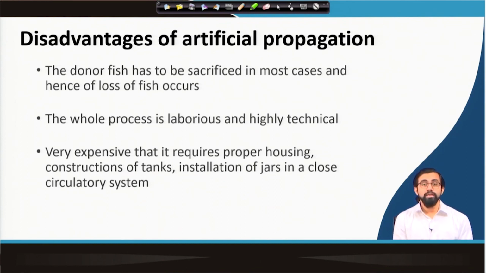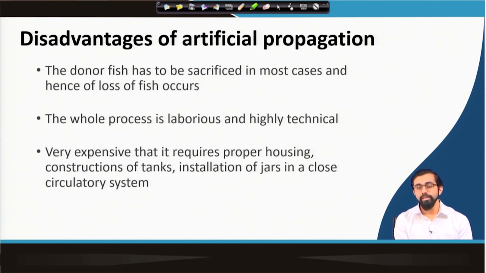The whole process is actually laborious and also highly technical. You have to have a proper technical team ready with you, and you have to have a proper expert who has all the ideas and expertise possible to go for these artificial propagation methods. Otherwise, it will not give you the proper results that you are actually expecting from your system.